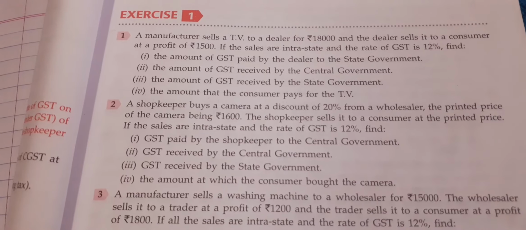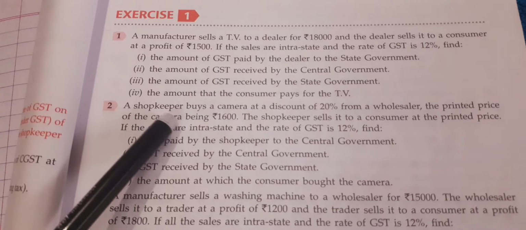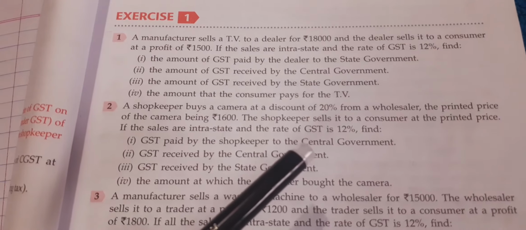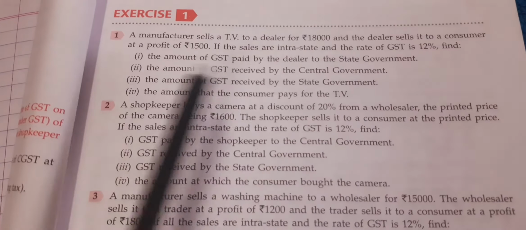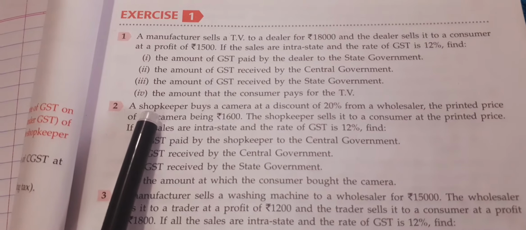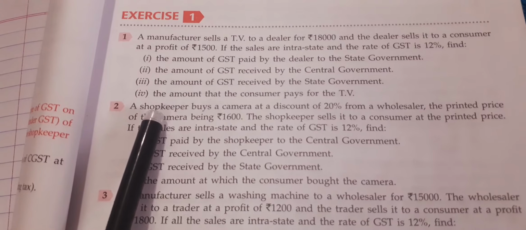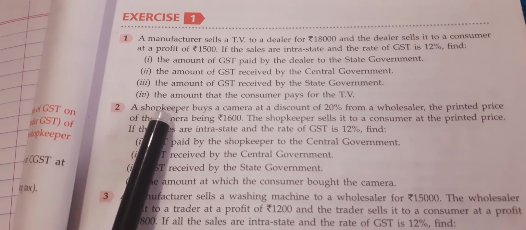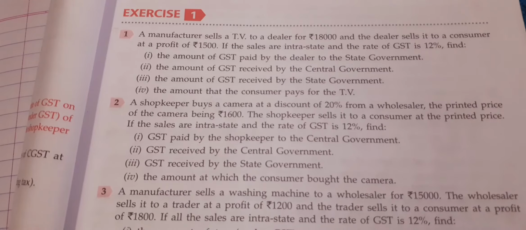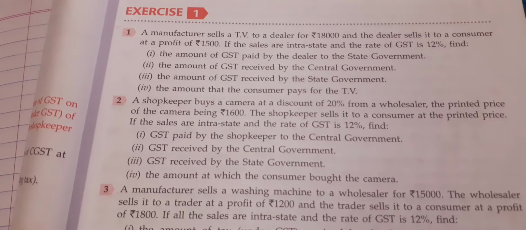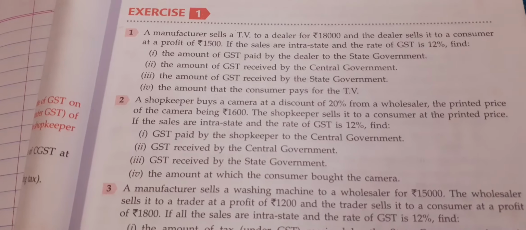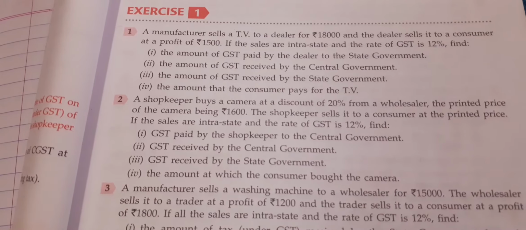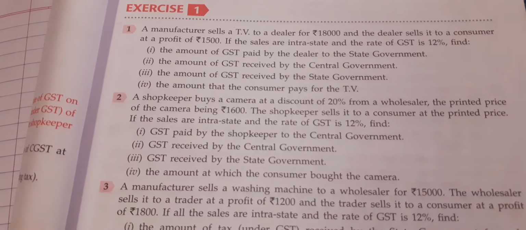A shopkeeper buys a camera at a discount of 20% from a wholesaler. So who is the first person? Wholesaler is the first person. He will sell a camera to the shopkeeper. He is the second person, and who is the third person we will read, then we'll get to know. So a shopkeeper buys a camera at a discount of 20% from a wholesaler. The printed price of the camera being 1600. Okay. The shopkeeper sells it to a consumer. Okay. Third person is consumer at the printed price.